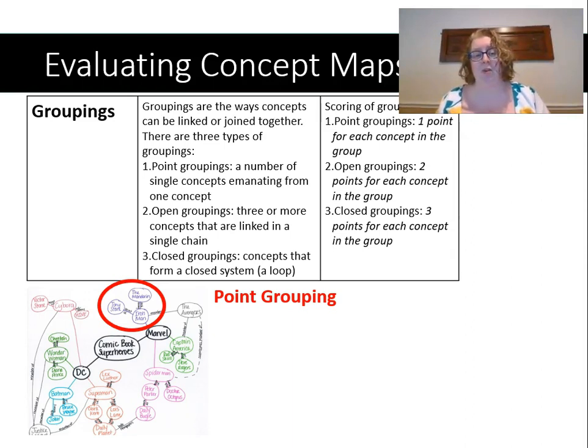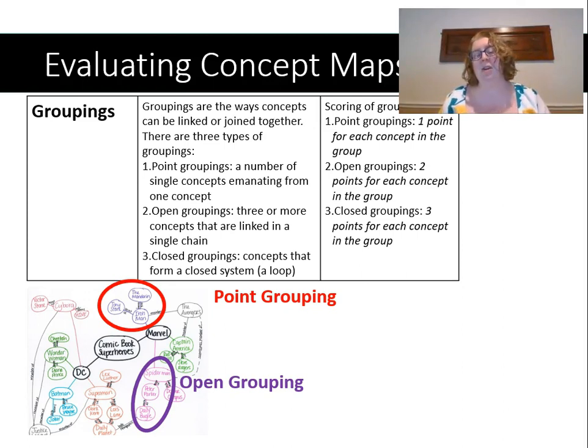The next one is open groupings, and this is where things are linked in a chain. If we look at this Peter Parker or Spider-Man example, they're in a chain. It goes from Spider-Man to Peter Parker to the Daily Bugle. We need to have 3 or more of these.